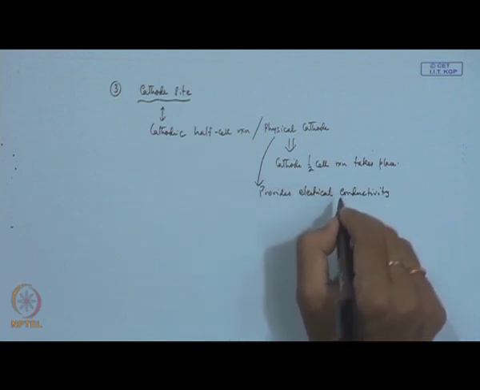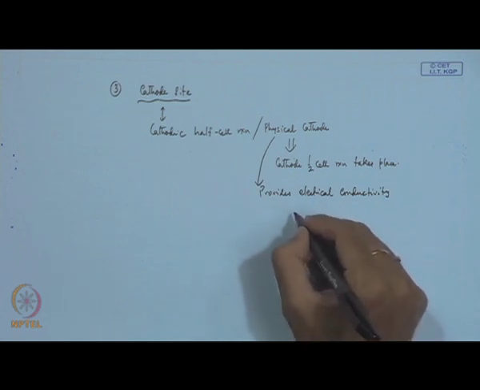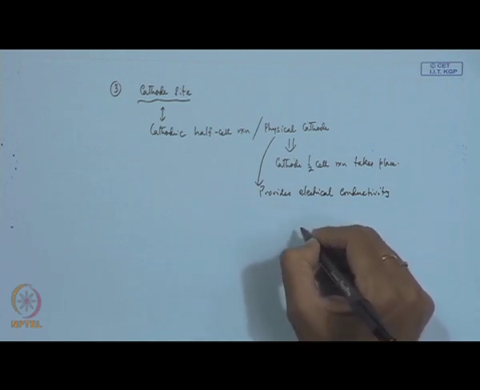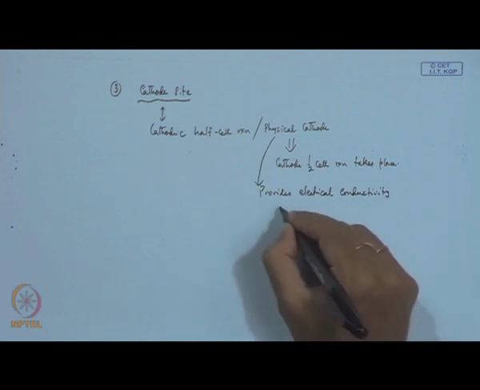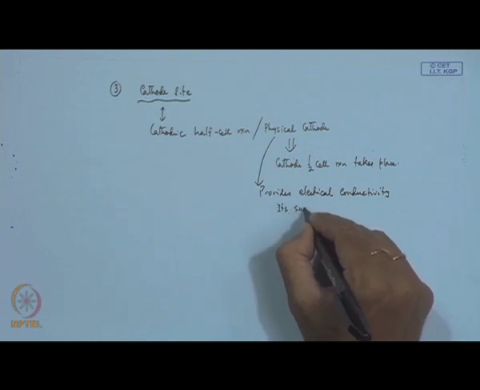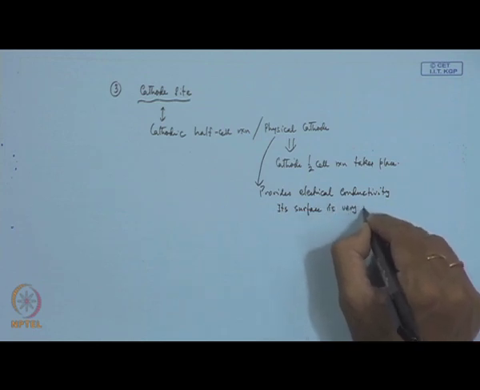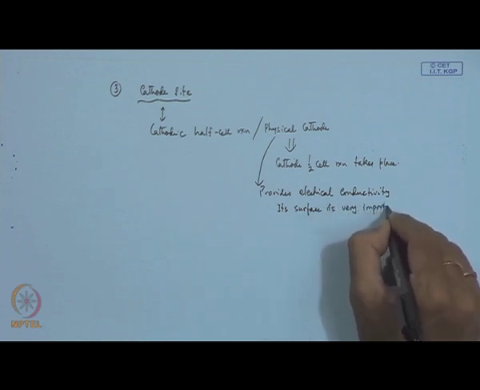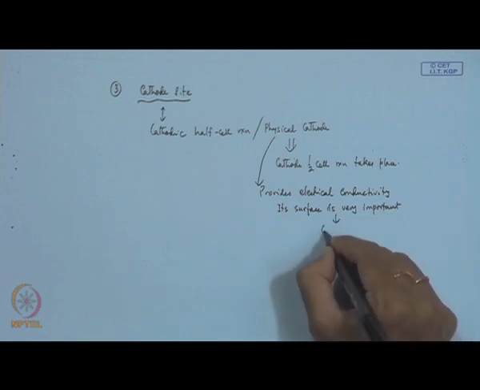This reaction will occur on a surface which has the capability to conduct electrons. So the surface is very important. It provides electrical conductivity, and its surface is very important. It should have the capability to conduct, so a conducting surface.